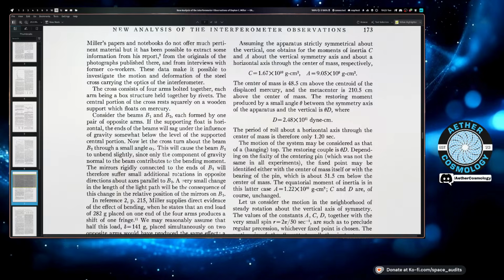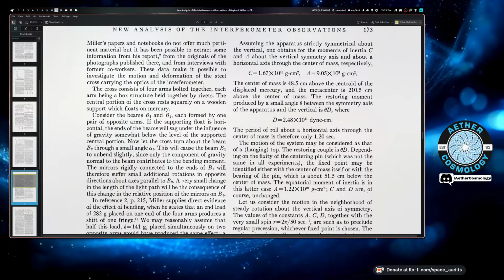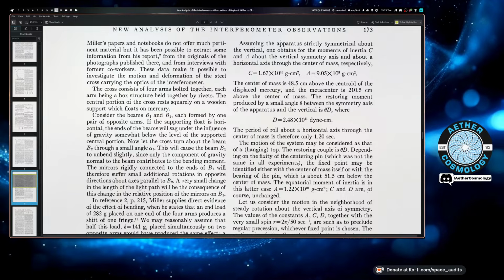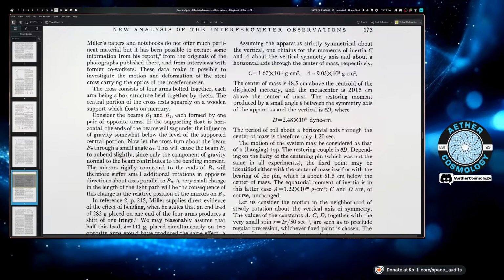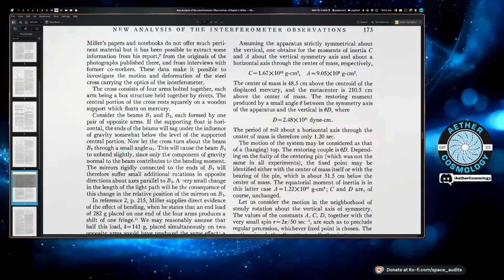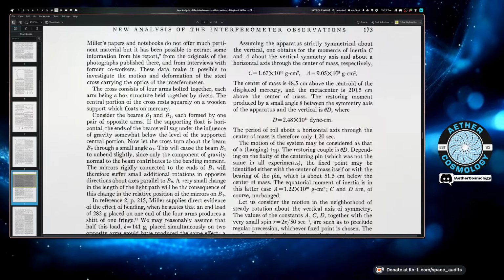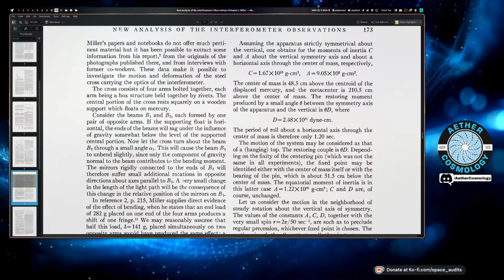Okay, these data make it possible to investigate the motion and deformation of the steel cross carrying the optics of the interferometer. The cross consists of 4 arms bolted together, each arm being a box structure held together by rivets. The central portion of the cross rests squarely on a wooden support which floats on mercury.